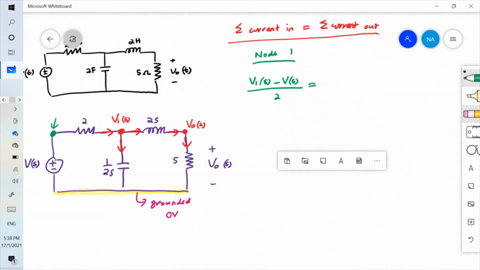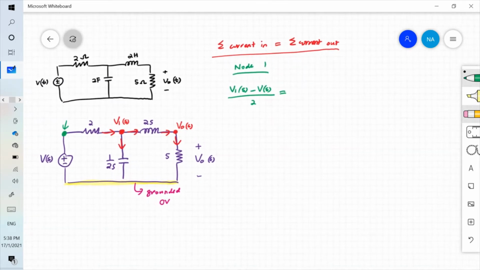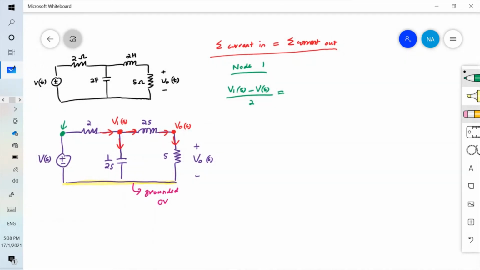The first current out: let's take this point as 0 volt. So 0 minus V1S divided by 1 over 2S. The second current out from the node is V0S minus V1S divided by 2S. It is voltage drop divided by impedance.